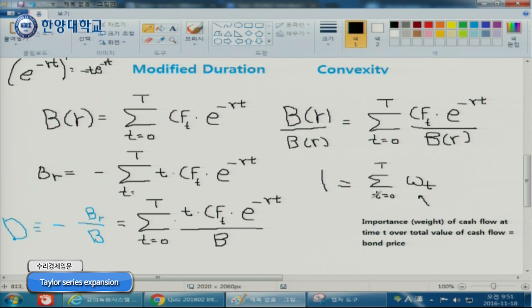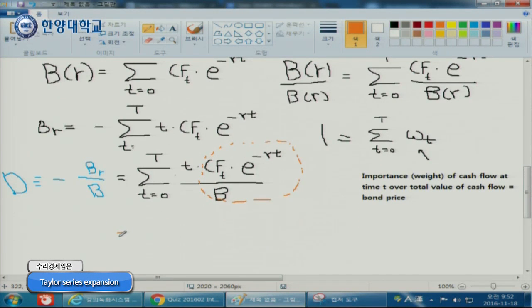Well, then, look at this part. This is W, right? So this one is basically T equals 0, T, and then T, W_T. Well, so very easy, right?